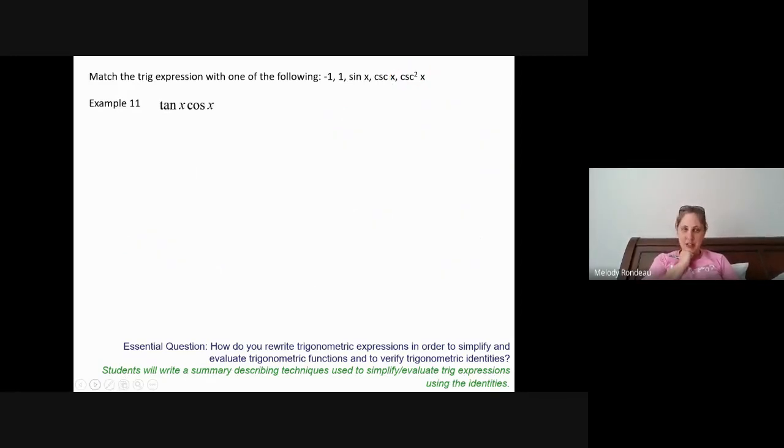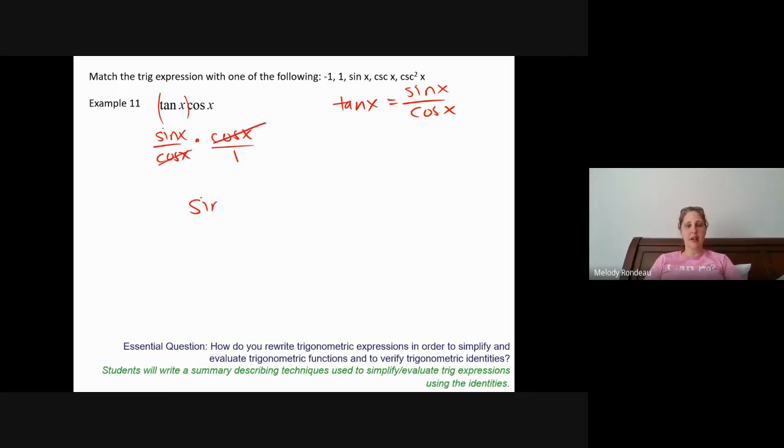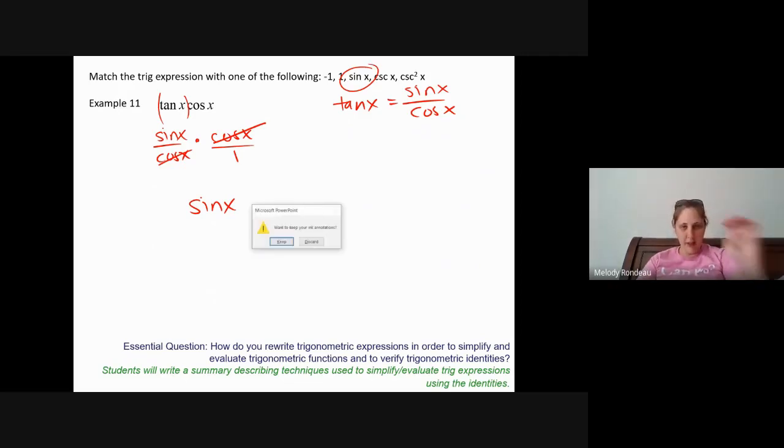Okay, last one. We have tangent x times cosine x. A lot of times when I see tangent, I revert back to that tangent quotient identity, that tangent is the same as sine over cosine. So I'm going to say tangent is sine over cosine, and then I still have times cosine. If I put a 1 under that to make it a fraction, the cosines cancel, and I get sine x. Final answer.